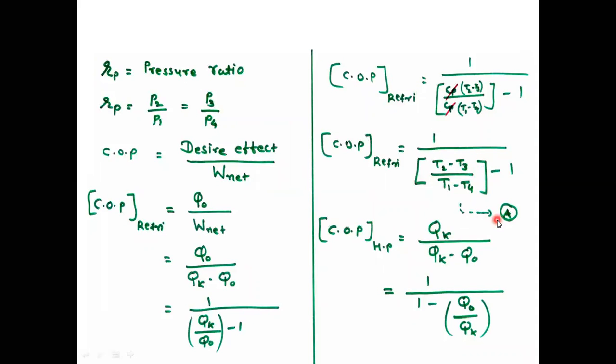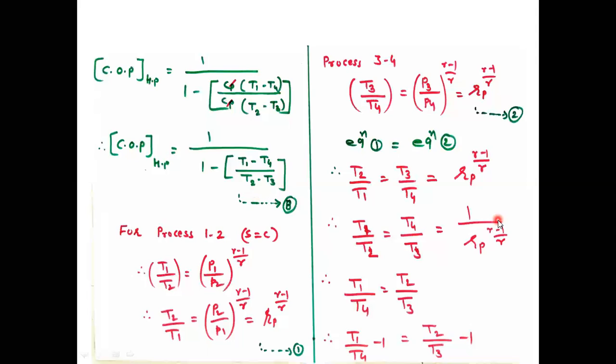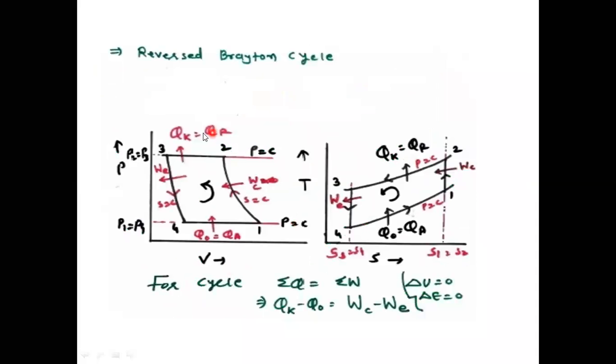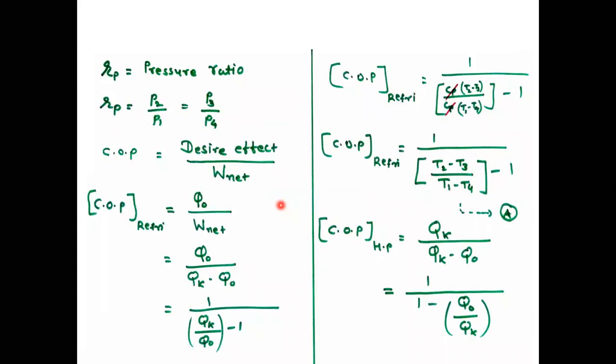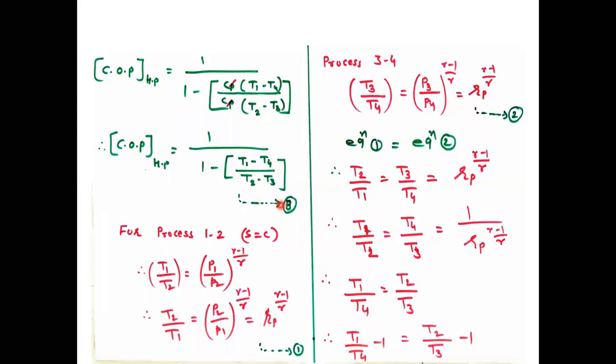So we have two equations. Equation A is for COP of refrigeration. Equation B is COP of heat pump. Now consider process 1 to 2. See the PV diagram or TS diagram. Process 1 to 2 is a reversible isentropic process, and reversible isentropic process means adiabatic process. And for an adiabatic process, this is the pressure temperature relation. Here the process is 1 to 2, that is why I write here 1 2.